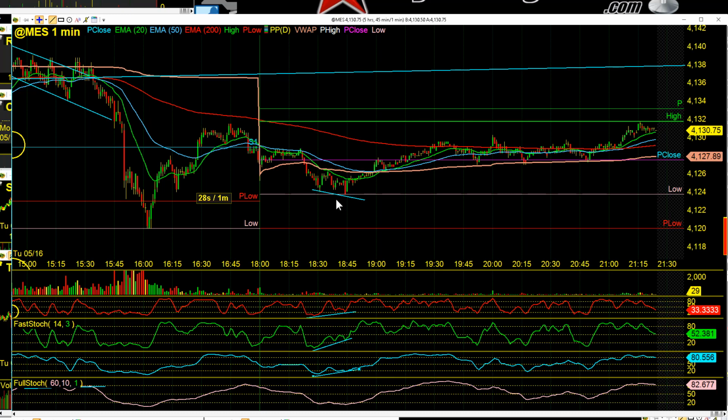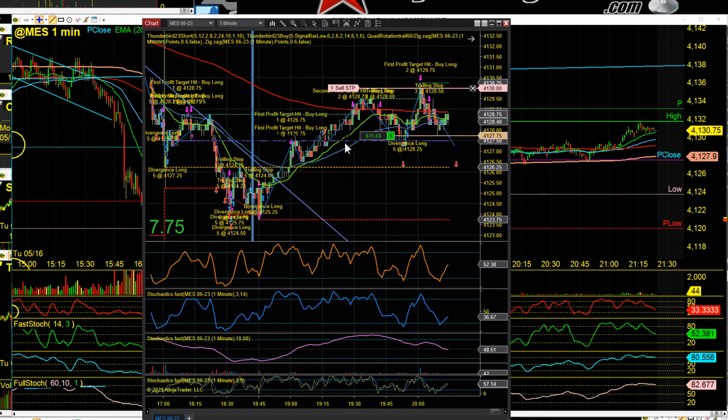So this is where we left off out of that divergence, and we've been going up ever since. So that divergence was identified. That happened at 6:30. What time was 6:30 here? Yeah. That was a quad rotation, and that was identified right here, and it's been pushing all the way up. But then it pulled back a little, and then it gave us another divergence. And then it just went back up here. Now it's pulled back a little bit more.